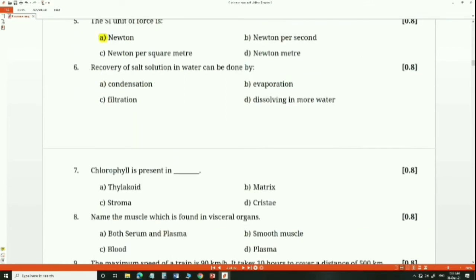Now, sixth question: recovery of salt solution in water can be done by? What is the right answer? A. Condensation, B. Evaporation, C. Filtration, D. Dissolving in more water. What is true? True is B, evaporation. Why? Because it is not tough. Simple it is. Evaporation is the true answer.